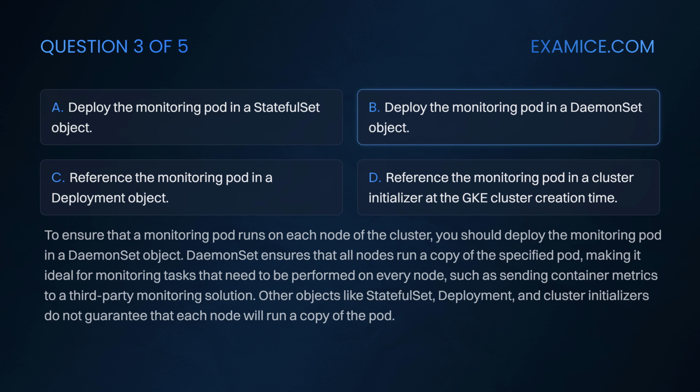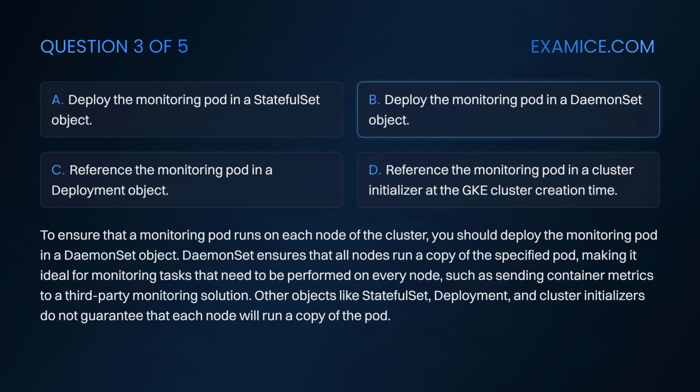To ensure that a monitoring pod runs on each node of the cluster, you should deploy the monitoring pod in a daemon set object. A daemon set ensures that all nodes run a copy of the specified pod, making it ideal for monitoring tasks that need to be performed on every node, such as sending container metrics to a third-party monitoring solution. Other objects like stateful set, deployment, and cluster initializers do not guarantee that each node will run a copy of the pod.